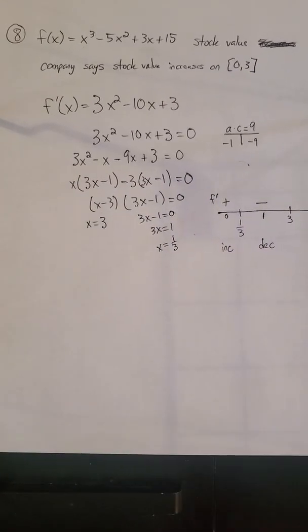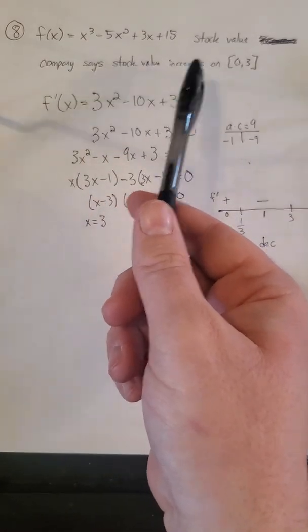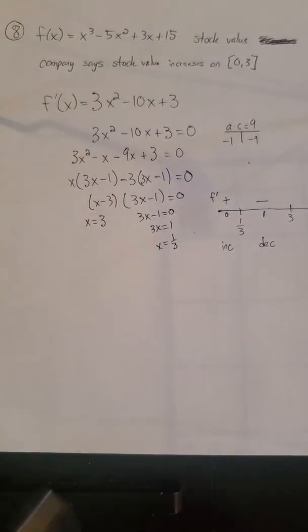That's kind of alarming because the company is saying that the value is increasing on the interval 0 to 3. So tell me, is the company lying? Are they being ethical? Are they telling the truth? That's what you're going to determine in your answer. So write out an answer to that one in your own words. Determine how truthful the company was with their claim using your math.